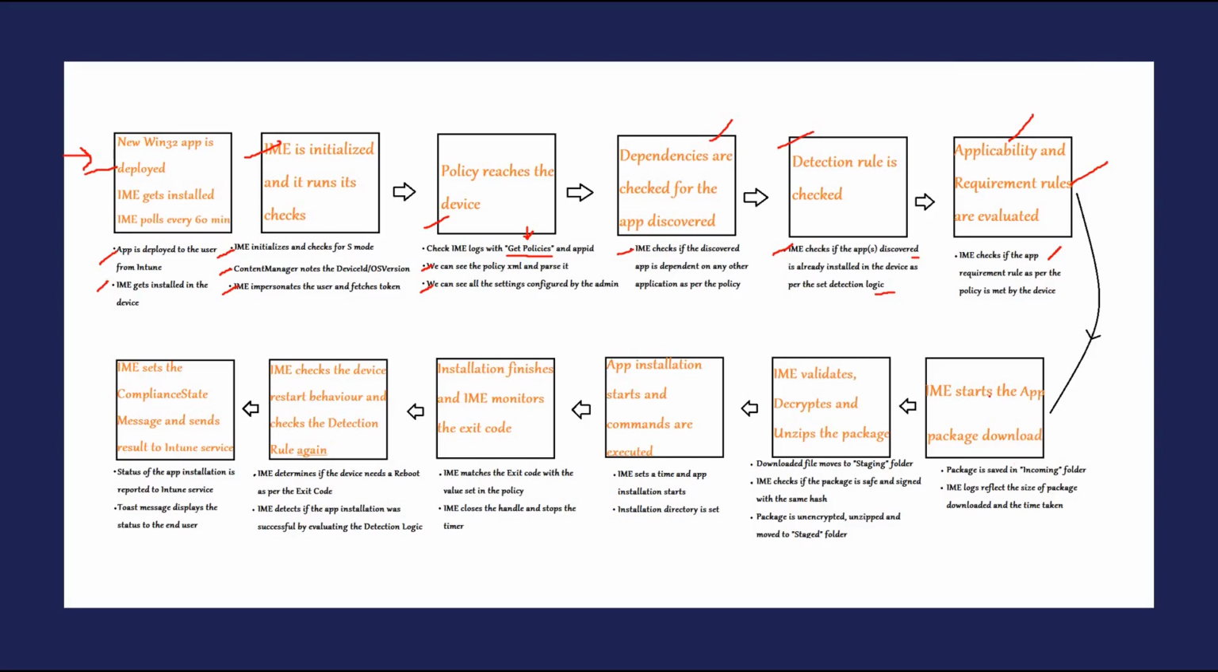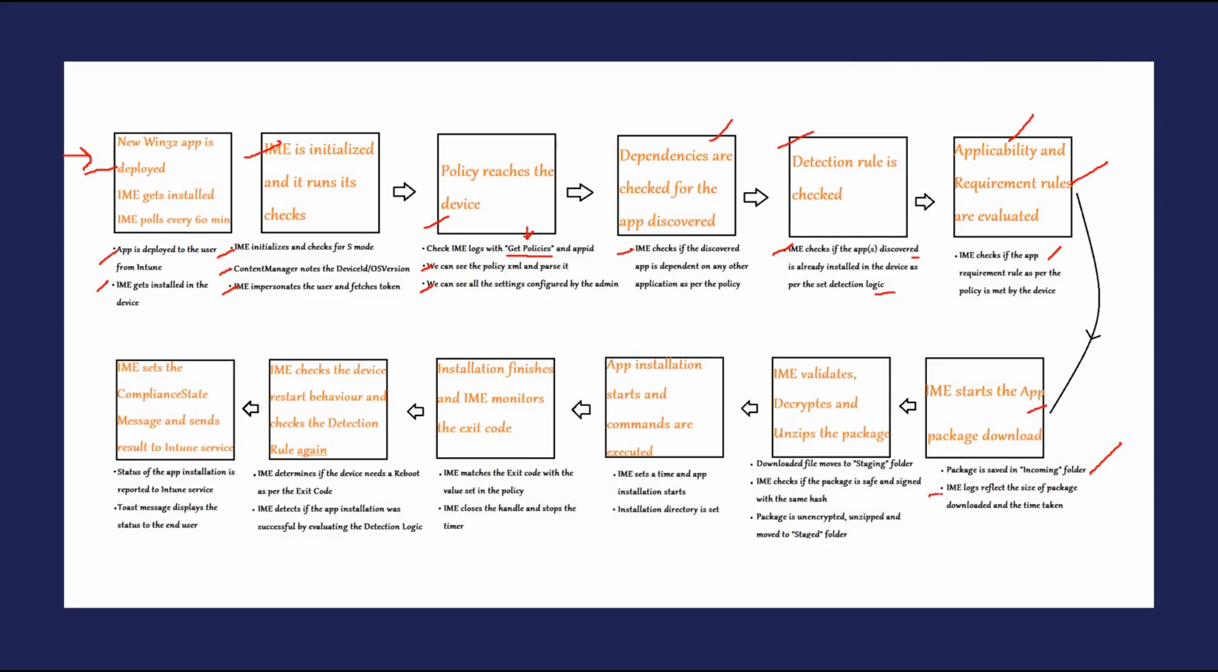If that is the case, then IME will start the app package download, and the app package is first moved into the incoming folder. Everything that I'm saying over here, every sequence, is logged in the logs. We'll take a look over the logs, we will establish all of these, but for now, just a block diagram on how exactly the phases are there. So IME will start the app download. The app package will be saved in the incoming folder.